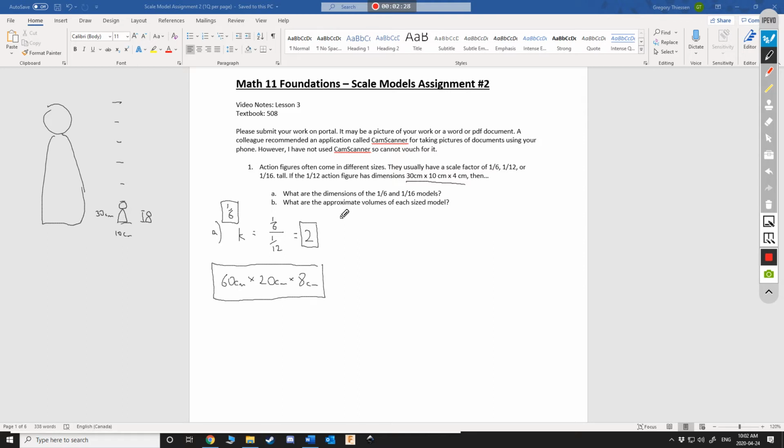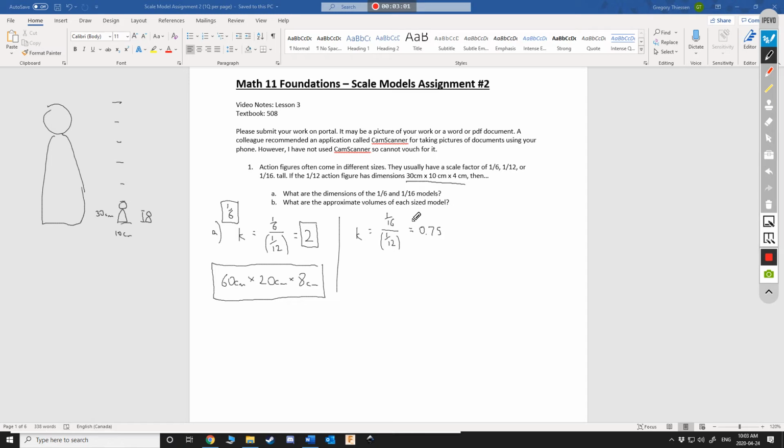Now we're trying to find the 1/16. I'm going to repeat this calculation, but instead of 1/6 we have 1/16 on top, and we divide that by 1/12. In your calculator, you might need to put brackets around the bottom one for it to divide properly. So I'm going to go 1 divided by 16, divided by brackets 1 over 12, and we get 0.75.